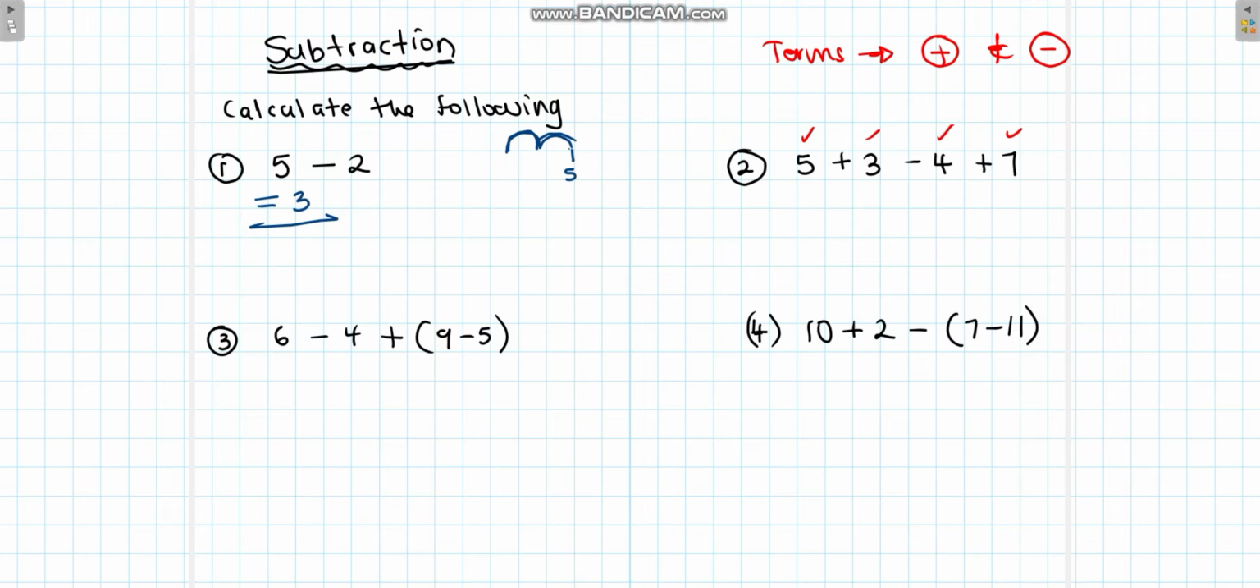So now, how do you see the sign of a term? How do you see it? Is this term negative or positive? You just check the sign that comes before the term. Is it positive or negative?